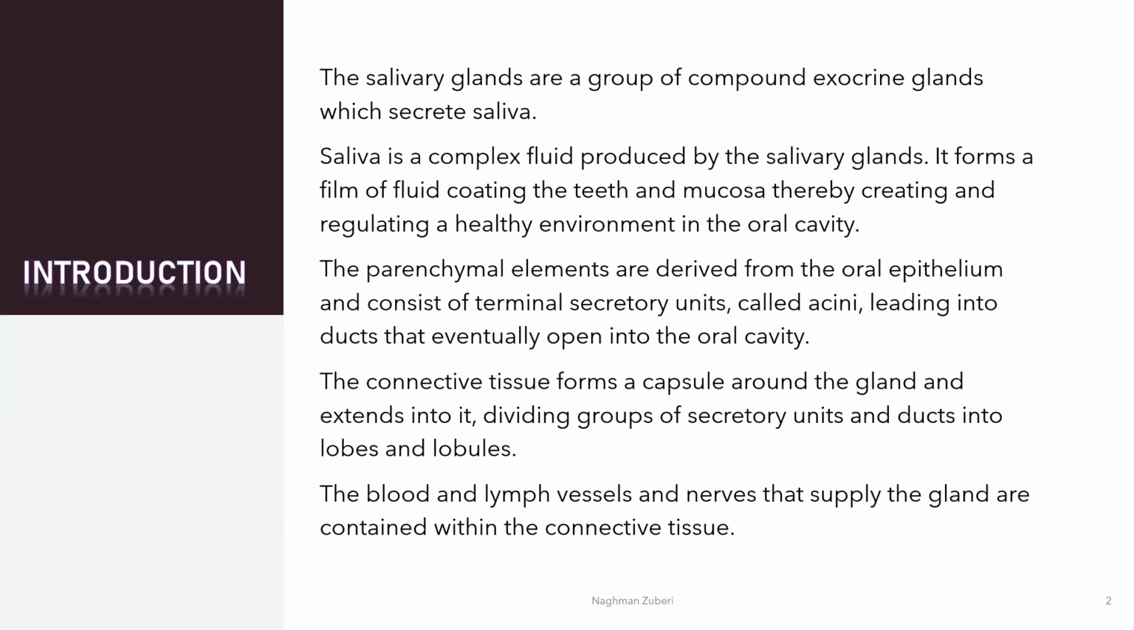oral cavity. The parenchymal elements are derived from the oral epithelium and consist of terminal secretory units, which we call acini, leading into ducts that eventually open into the oral cavity. The connective tissue forms a capsule around the gland and extends into it, dividing groups of secretory units and ducts into the lobes and lobules. Blood and lymph vessels and nerves that supply the gland are contained within the connective tissue.